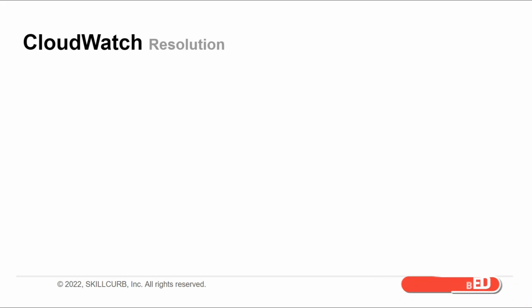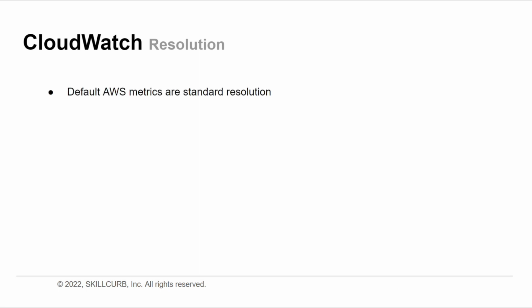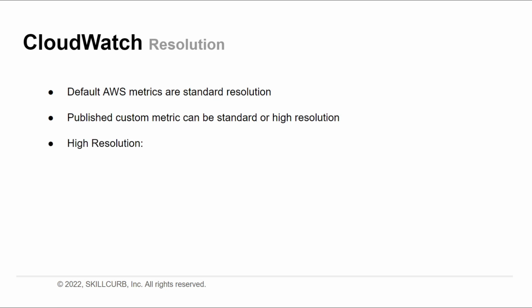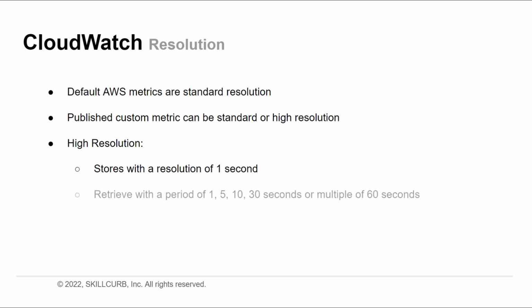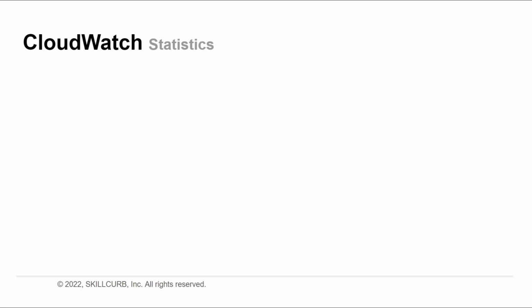For each metric, we have either a standard resolution or a high resolution. Metrics produced by AWS services are standard resolution by default. And when you publish a custom metric, you can define it as either standard resolution or high resolution. And when you publish a high resolution metric, CloudWatch stores it with a resolution of 1 second, and you can read and retrieve it with a period of 1 second, 5 seconds, 10 seconds, 30 seconds, or any multiple of 60 seconds.